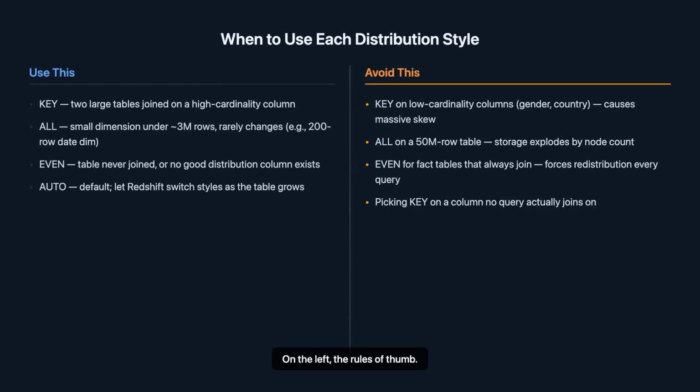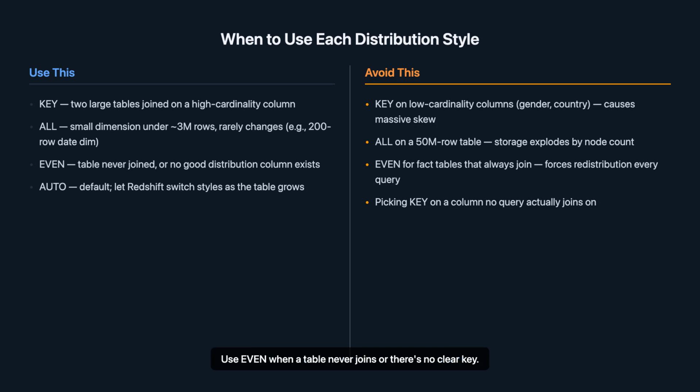On the left, the rules of thumb. Use key when two large tables join on a high cardinality column. Use all for small dimensions under about 3 million rows that rarely change, your date dimension, your country lookup.